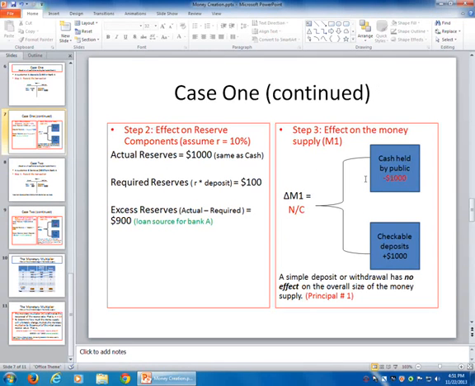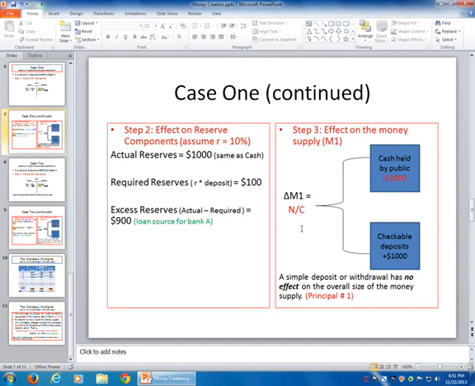So cash held by the public dropped by $1,000 when that customer gave the $1,000 to the bank teller. Now that $1,000 that was given to the teller credits customer A's checking account by $1,000. So the bank's checkable deposits go up by 1,000. So the net effect is, when this deposit occurred, cash dropped by 1,000, checkable deposits went up by 1,000. So the net effect is that M1 does not change.